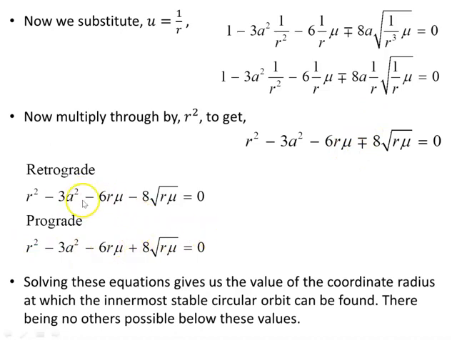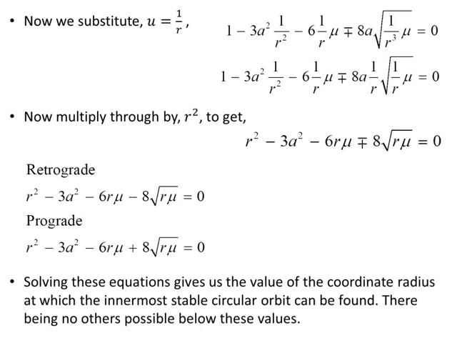Now, retrograde means that the particle, the mass, the observer, whatever it is that's orbiting the black hole is orbiting in the opposite direction to the rotation of the black hole itself, so retrograde. And when the mass or particle or observer or laboratory or whatever it is that's orbiting the black hole is co-rotating with the black hole, or orbiting in the same direction as rotation of the black hole, then we have the prograde case. So the plus sign is prograde, the minus is retrograde. Solving these equations gives us the value of the coordinate radius at which the innermost stable circular orbit can be found, there being no others possible below these values. This is the innermost stable circular orbit possible.